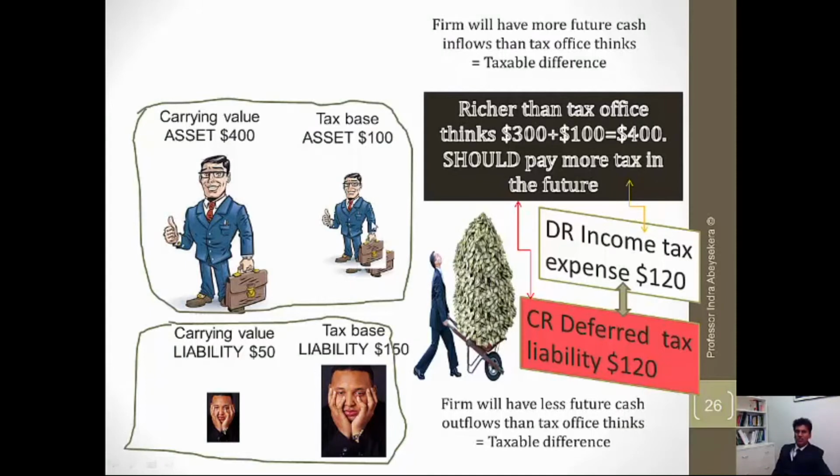And if the tax office does not know that you have more asset value and less liability value for a given item, that means you are richer. If you are richer, then you should pay more tax in the future. But the tax office still does not know. If you have to pay more tax in the future, the difference between the two becomes a taxable difference, because you have to pay more tax in the future. 30% of that becomes a deferred tax liability. We credit deferred tax liability, debit income tax expense.